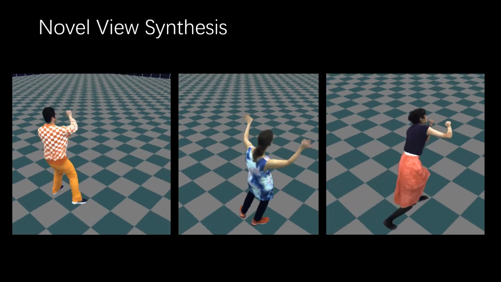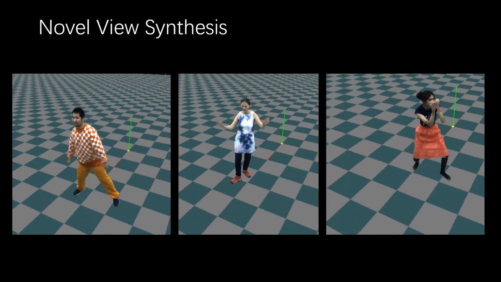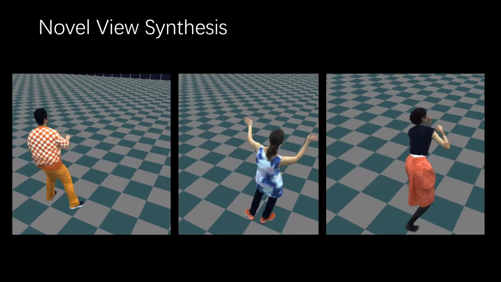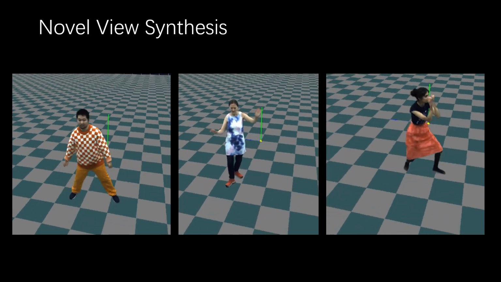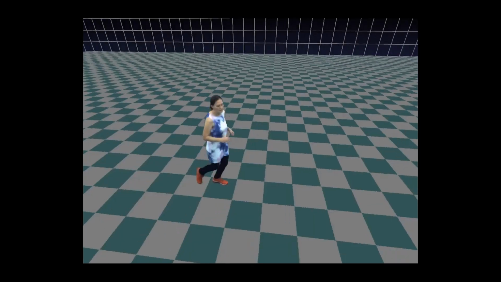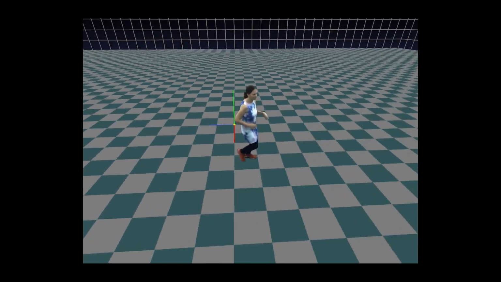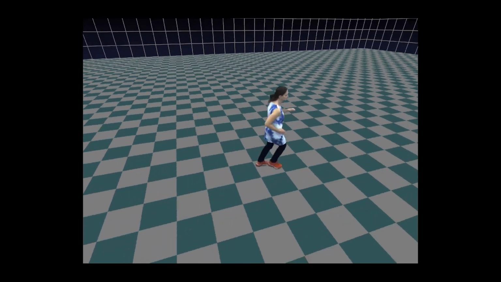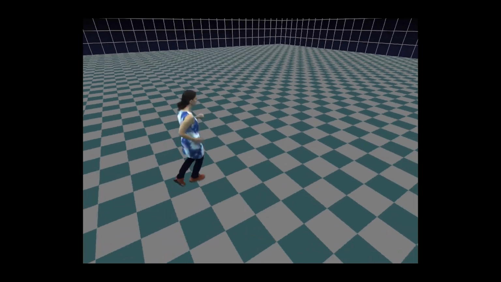Here, we show more results rendered from novel viewpoints. Note that our method produces view-consistent and high-fidelity renderings. Here, we show a longer continuous synthesis result where the subject is performing a faster and more challenging motion.